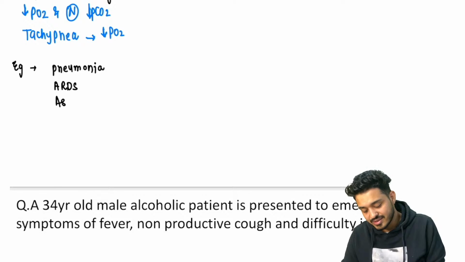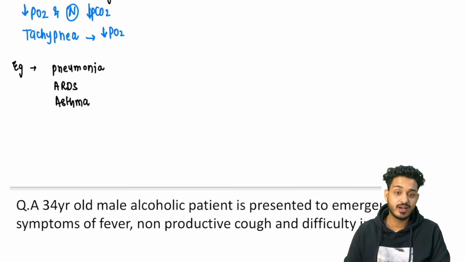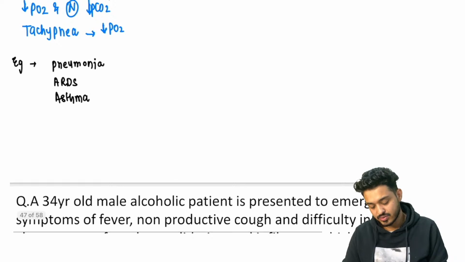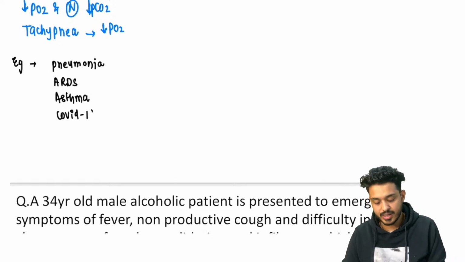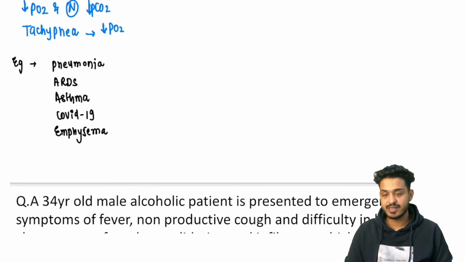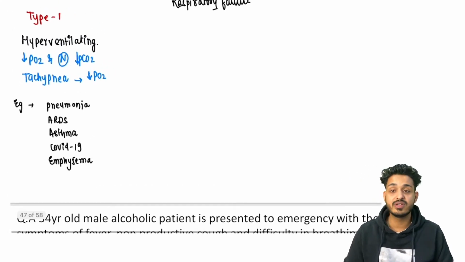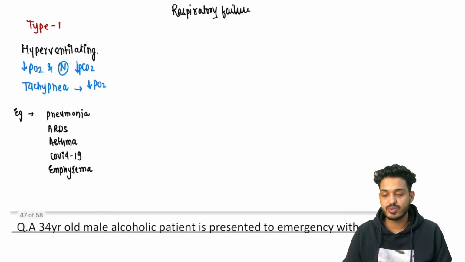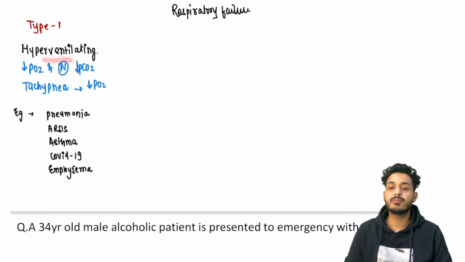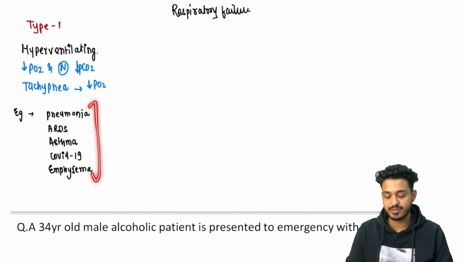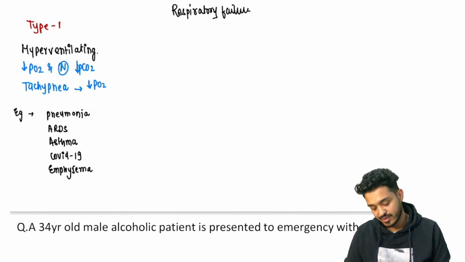In the cases of asthma also, in the cases of COVID-19, or you can also remember emphysema. In emphysema, ARDS, pneumonia, asthma, COVID-19, all these things are going to go in favor of type 1 respiratory failure. If you don't remember, you can simply remember the patient will be hyperventilating. One more you can remember is fat embolism.